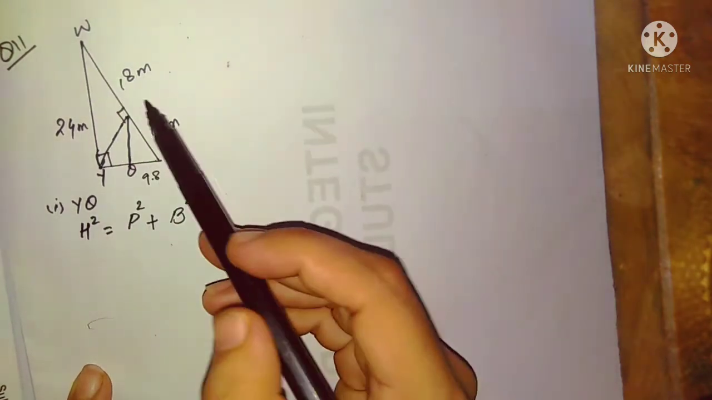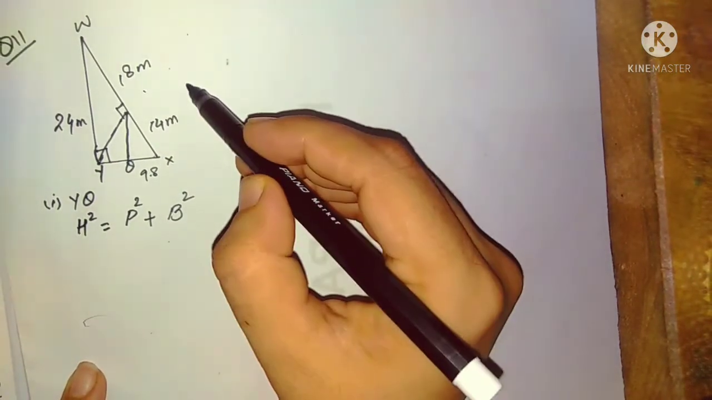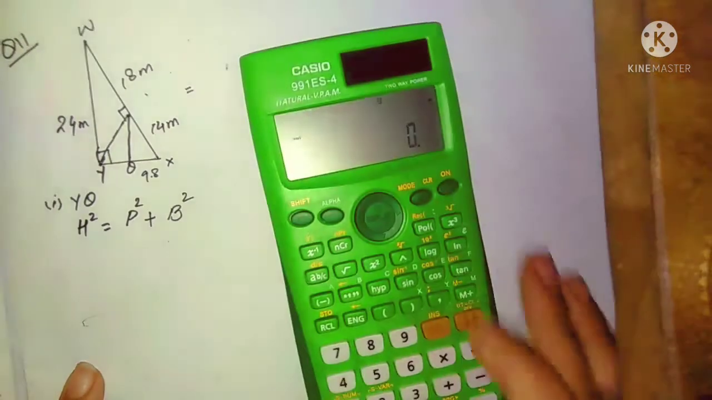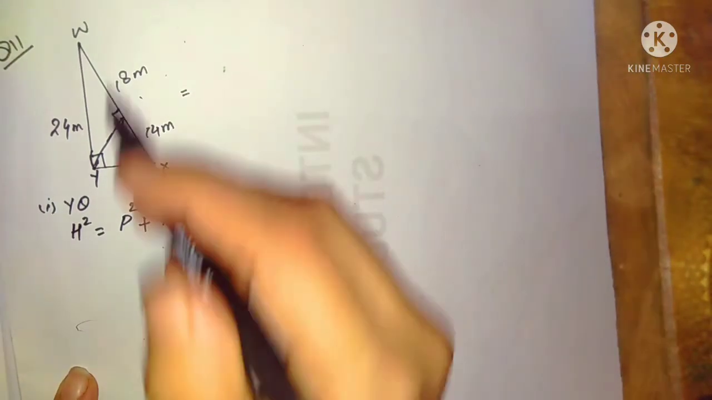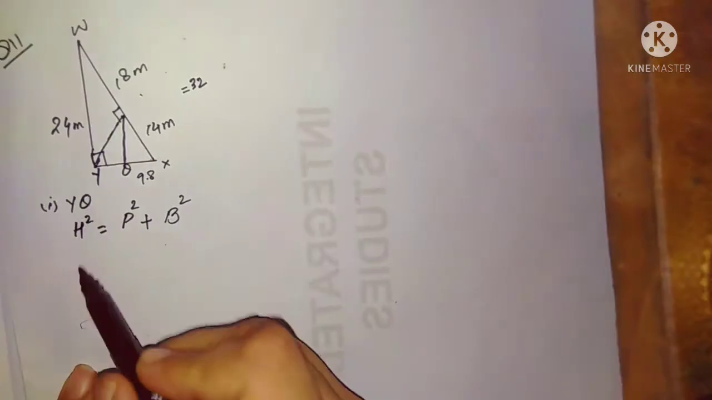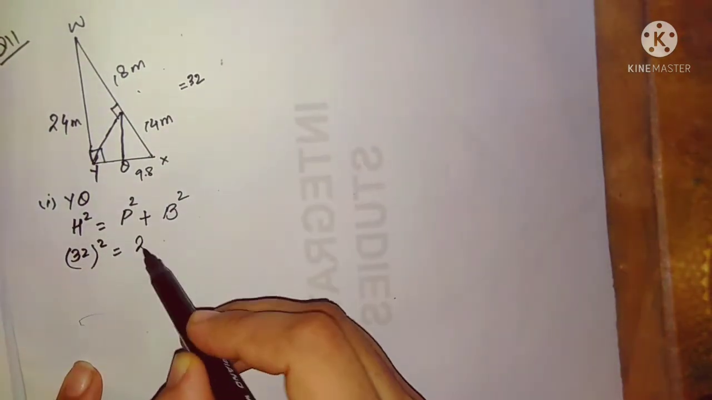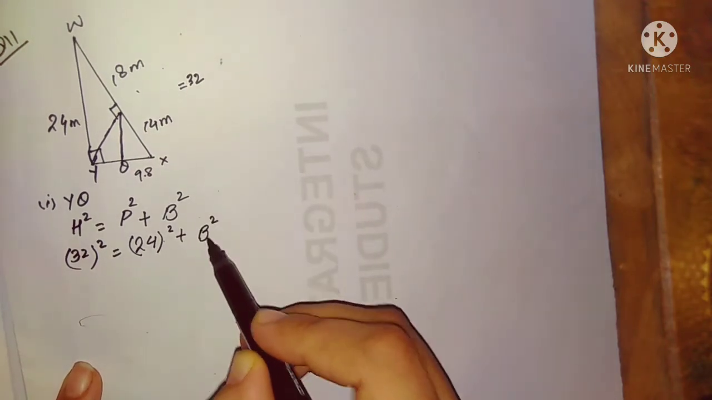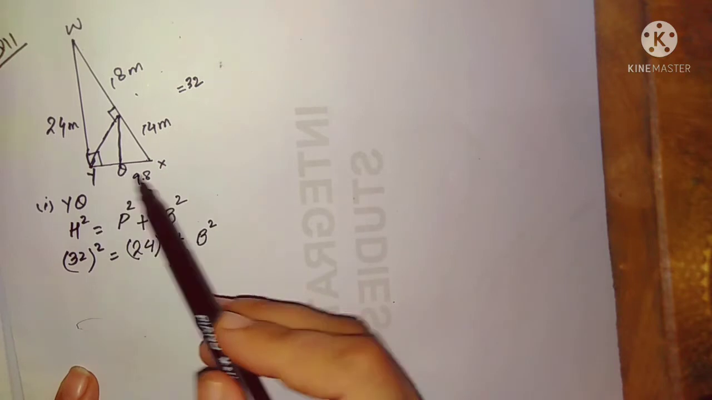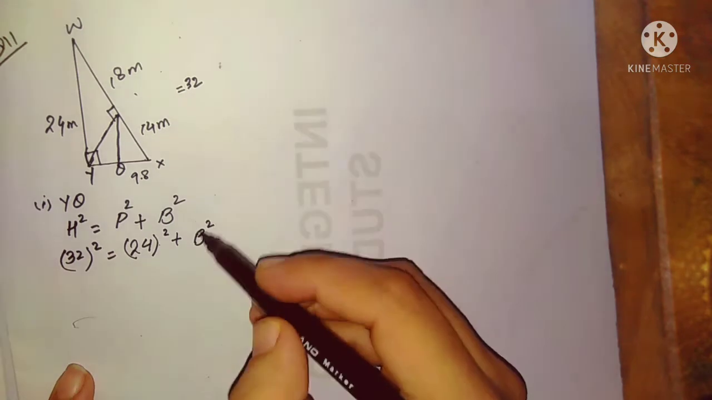So hypotenuse is 18 plus 14. Here you can see that this whole is the hypotenuse. So when you add 18 and 14, you will get 32. So this whole hypotenuse is 32, and you will take the square of 32. And perpendicular is 24, so you will take the square of 24. You will write the base as it is, because we have to find out this whole base. We know the base from Q to X, but we do not know this whole base. So I will write the base as it is, which is YX.